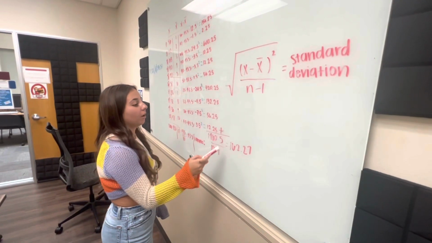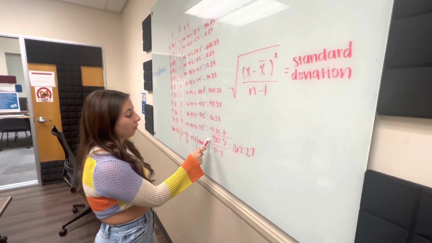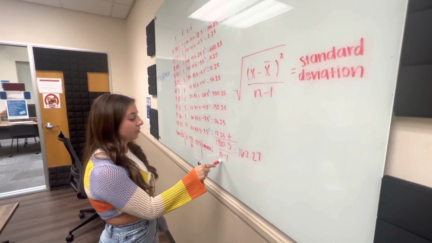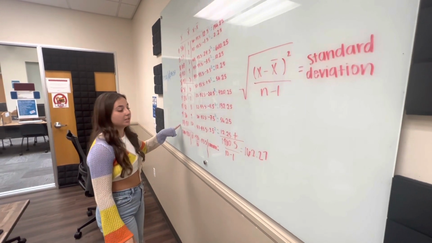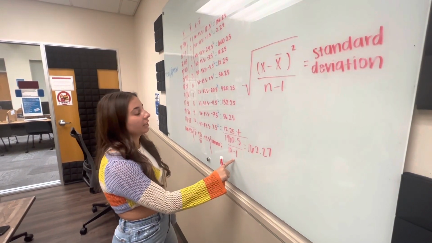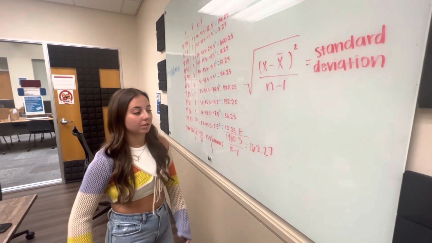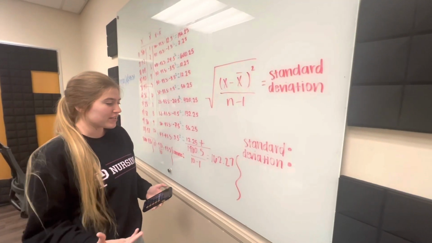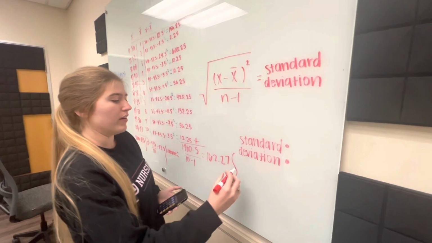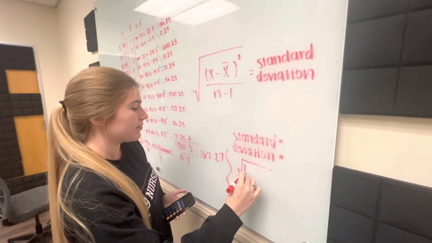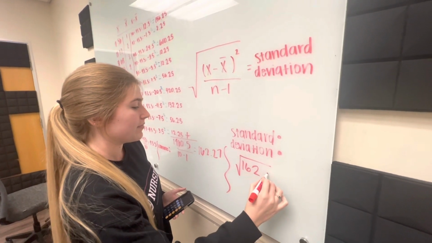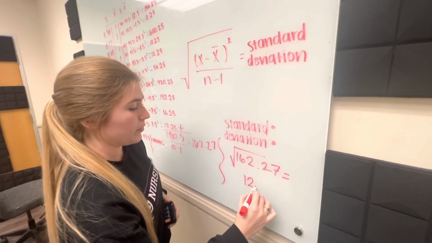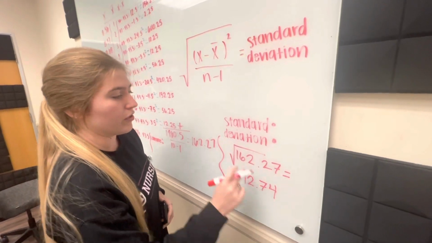So after adding up all of these sums, I got a total of 1,460.5, and then I divided that by the total number of students, which for our sample is 10, and I just subtracted 1, which gives me a total of 162.27, which is our variance. Okay, so our final step is taking the square root of our variance. And that equals 12.74 for our standard deviation.